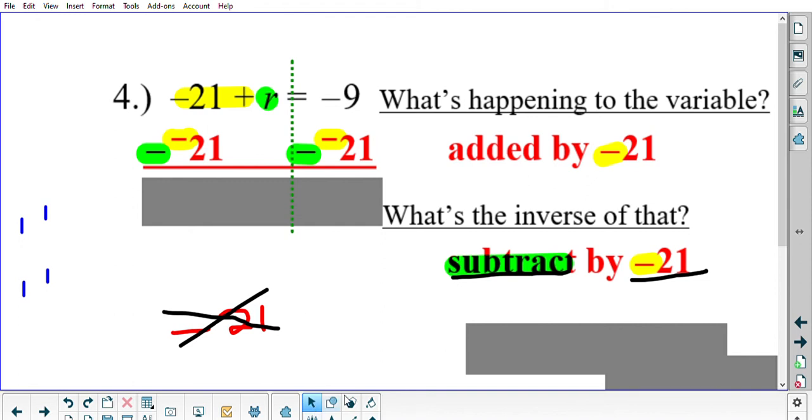All right, I have a lot of highlighting up here. Let's get rid of all this highlighting craziness. Okay, so we subtracted by negative 21 on both sides. Fourth part of the directions, make subtraction adding the opposite. Our inverse operation was subtracting by negative 21. So we're going to make that adding the opposite on the left side and adding the opposite on the right side.